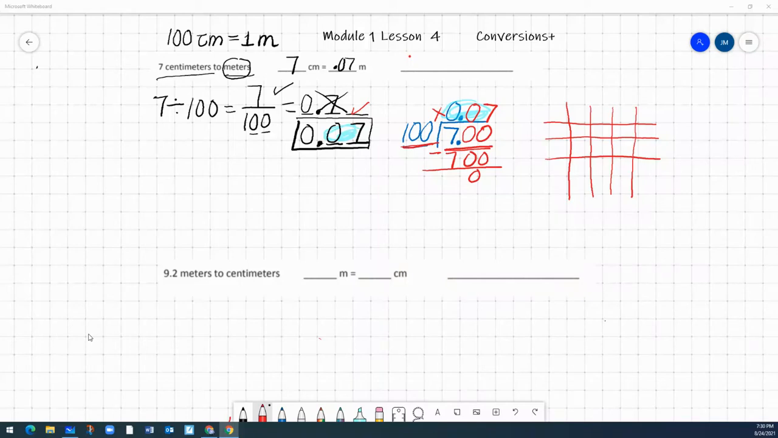Okay, so we're going to continue with part 2 of this lesson. Let's see where we are. So now we were creating a place value chart.